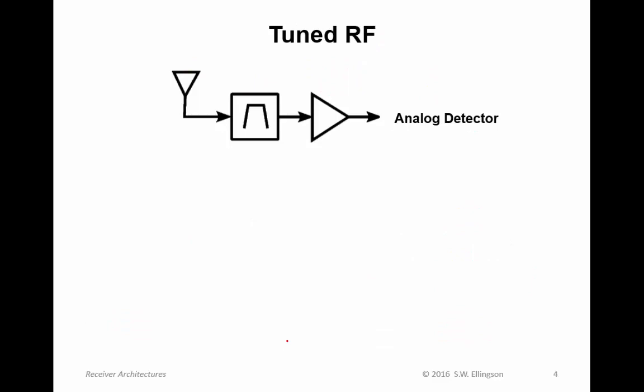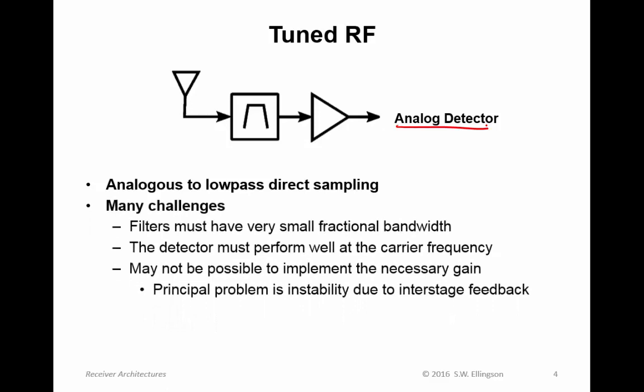Tuned RF. This is basically the analog version of low-pass direct sampling. So here you see an analog detector instead of a digitizer. There are many challenges in tuned RF architecture, so it's not very commonly used. For example, filters must have very small fractional bandwidth. That filter here must provide all the selectivity that's required at the RF frequency. The detector has to perform well at the RF frequency.